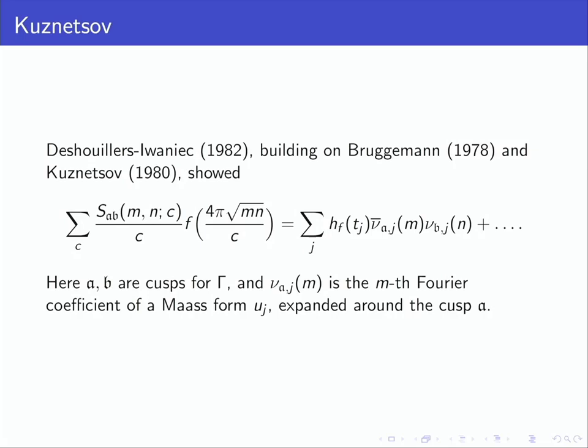A and B are cusps for the group gamma, and these nu_A of m's and nu_B of n's are the Fourier coefficients of Maass forms when you expand around the cusps A and B. You can think of this as a generalization of the Petersson formula.